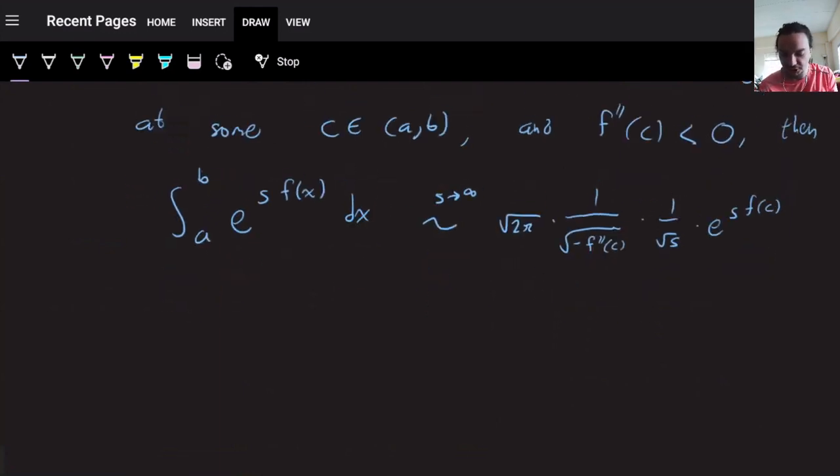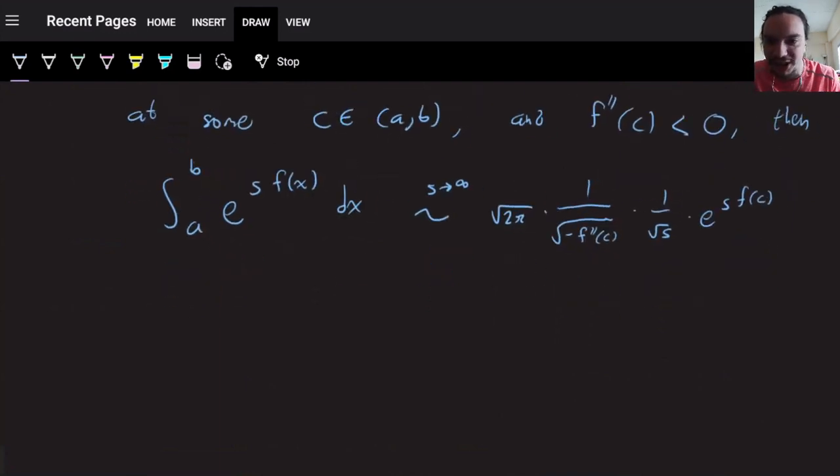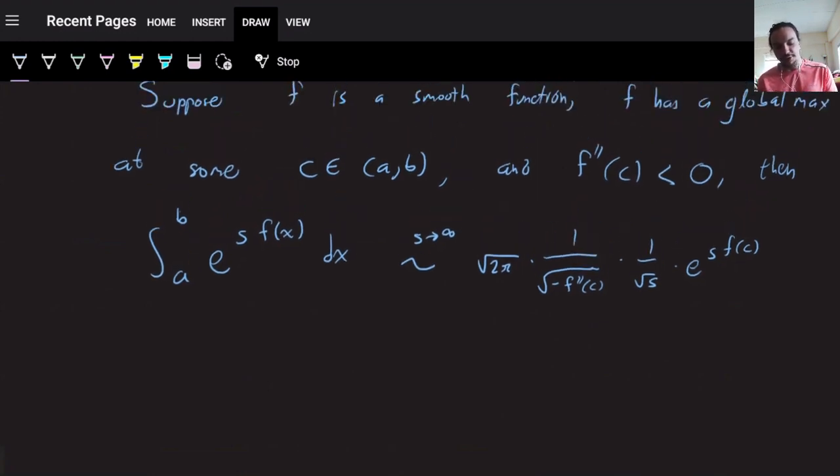Okay, what the hell is this? This is such a weird formula that I've just written down. It has a bunch of square roots in it. Where did any of this come from? This is something called an integral asymptotic. So it says that as you make s bigger and bigger and bigger, then this integral is getting closer and closer to this weird formula. Okay, but it's a weird formula, but it's a formula that we can compute exactly. We know what the value of this formula is, right?